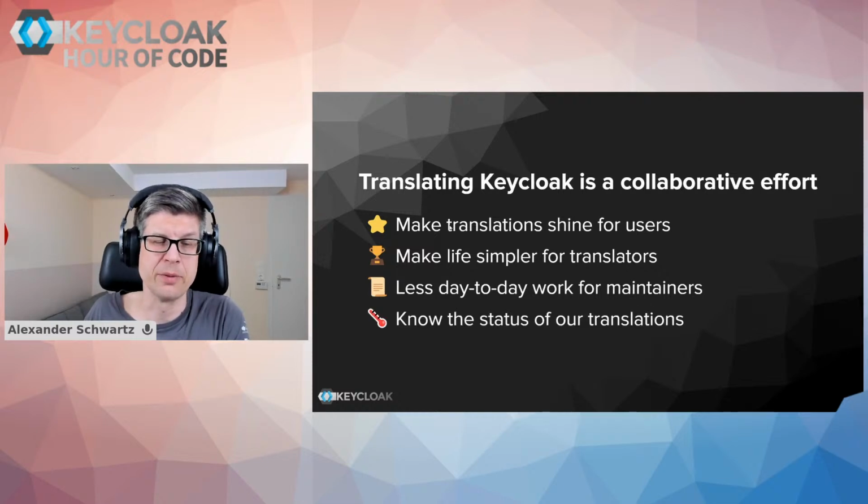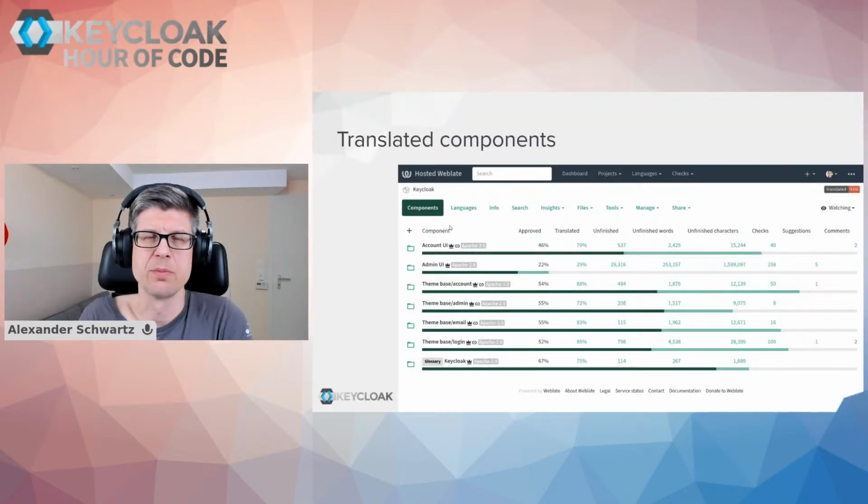And if we have translations, we also want to know how good they are. We want to know their status, how complete they are, maybe what they're missing, if there are open questions. Also, we're looking at a tool to make things simpler for us. So what we came up with is Weblate. Weblate is open source software, similar to Keycloak as well.